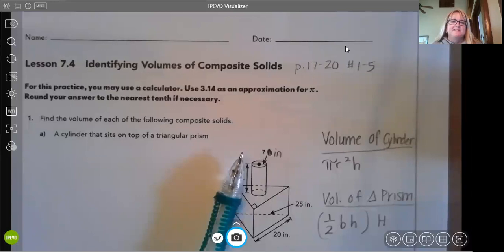Hi class, welcome to 7.4, identifying volumes of composite solids. A composite solid is just a solid made of many different shapes.